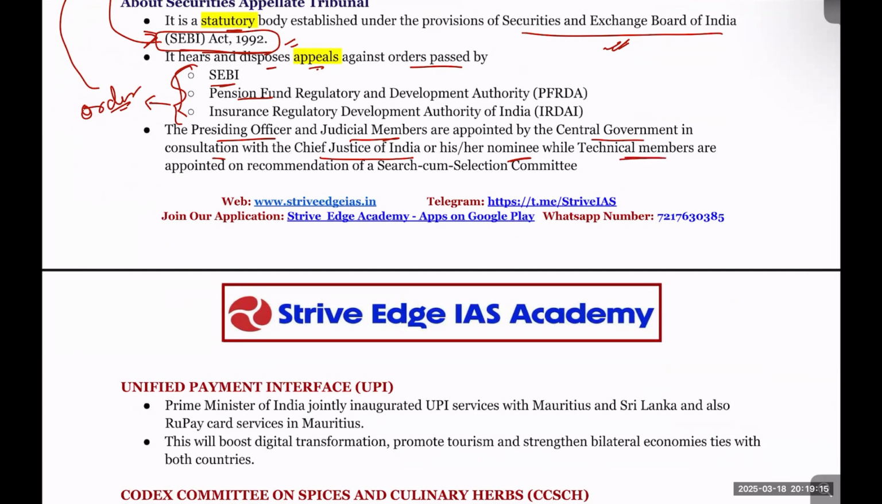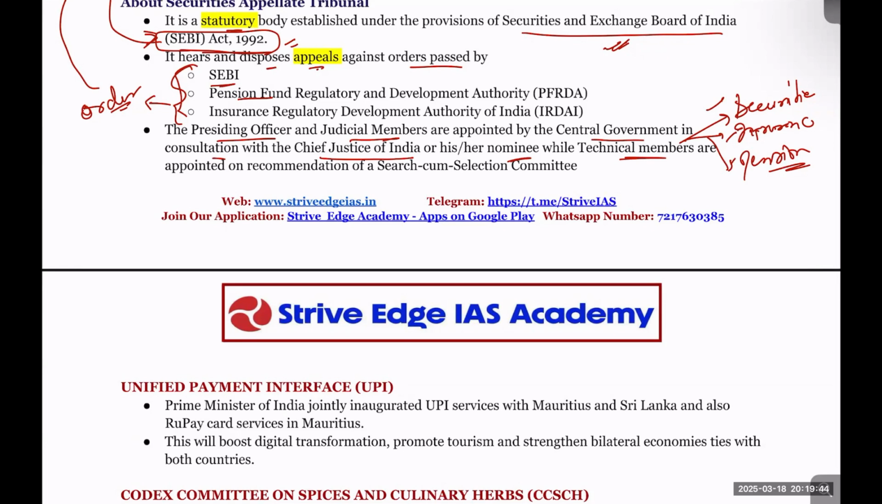Technical members are needed because securities, or insurance, or pension, these are some of the sectors where technical expertise is needed. Only a person who understands these things can understand the case that is coming before the judge.